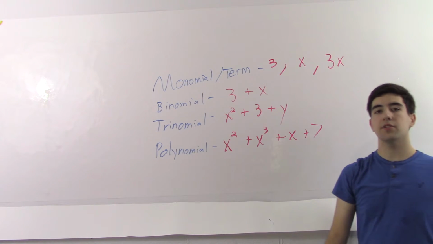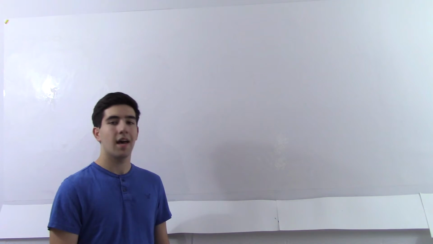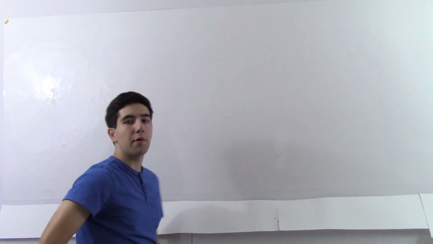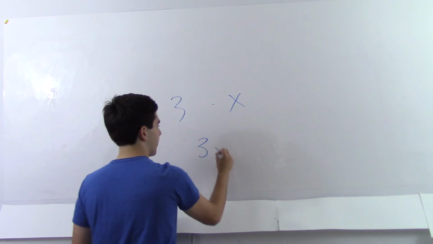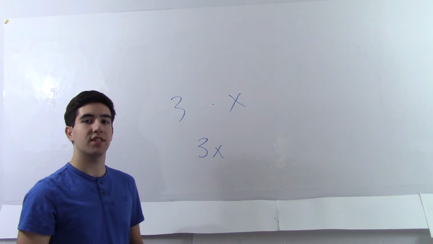And there you have it. Terms, monomials, and polynomials. Now that we know the meanings of these, we can work on actual usage. Now we know that a monomial times a monomial is still going to be one monomial, such as 3 times x is still going to be 3x, one term, since it's the product.